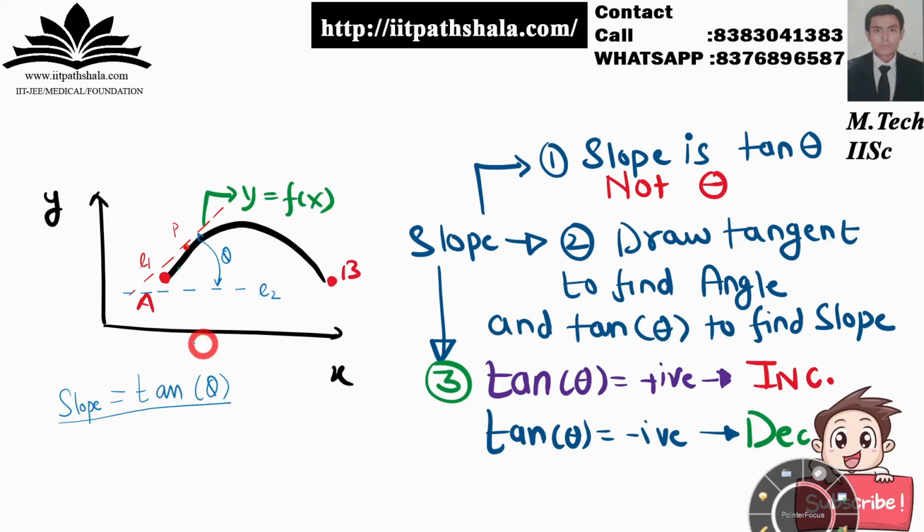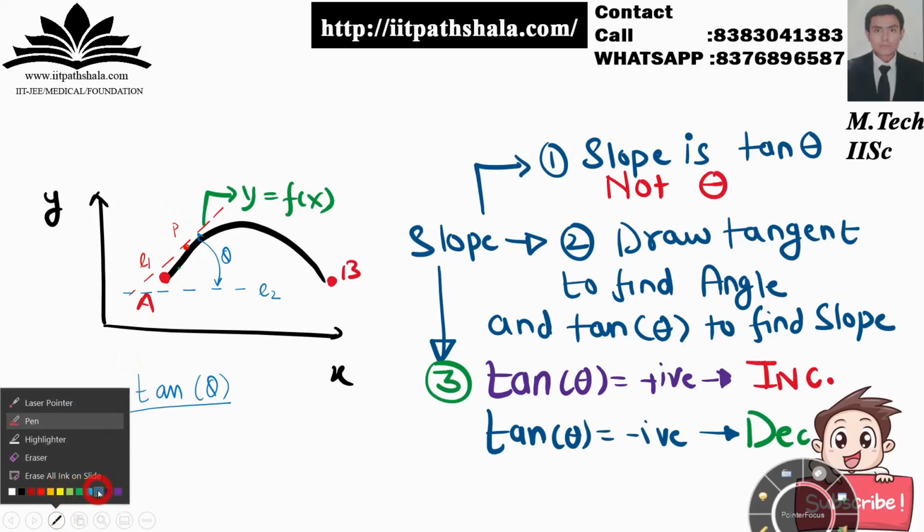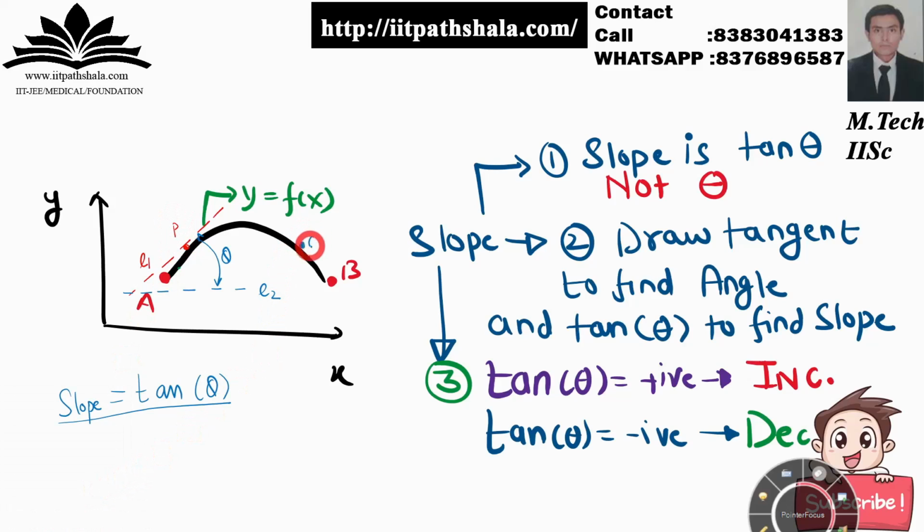Now this value of tan theta is very much important, because if your tan theta is positive then you can say that okay, my curve is increasing, and if your tan theta is negative then you can say that okay, my curve is decreasing. As you can see over here, this is the point P, point of interest. Let us have another point which I am saying is my point Q. So this is my point Q.